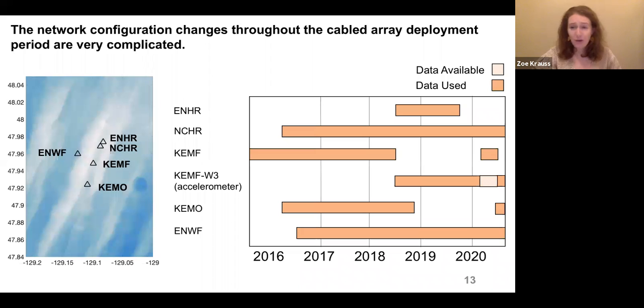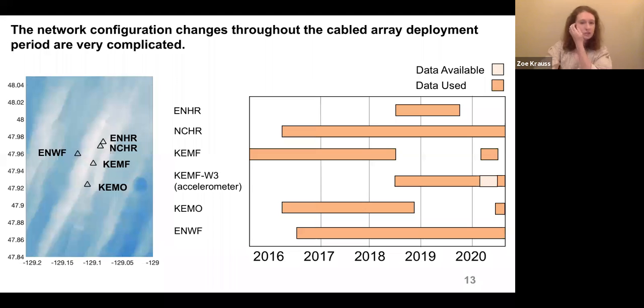To drive home just how complicated these network configuration changes can be, if we look at just the past 4 years of data from the Ocean Networks Canada cabled array, these are the 5 different stations we've had. We at all times have had at least 3 stations, but the combination of stations we've had has changed significantly throughout this time period. And so every time we have a different combination of stations, we expect to have a different detection capability. And so we need to make sure that if we are making comparisons across time, we aren't comparing apples to oranges.